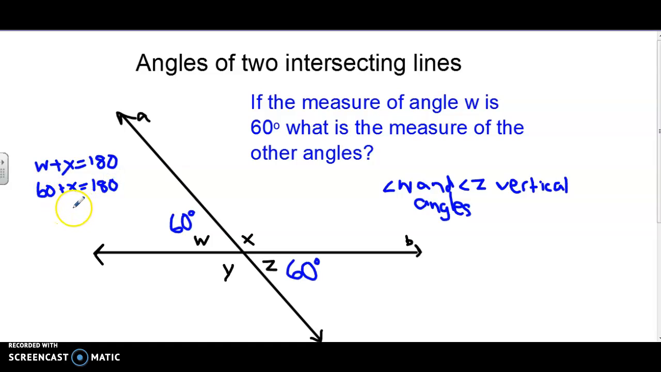So if I subtract 60 from both sides, I'll know that X equals 120. So X is 120. And since X and Y are vertical angles, that means that Y is 120. So those are the angle measures. X is 120 degrees, Y is 120 degrees, Z is 60, and W is 60 degrees. So that's just a little bit of background knowledge that you're going to need for the things that we're about to do.